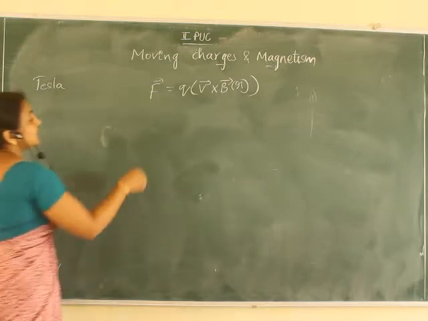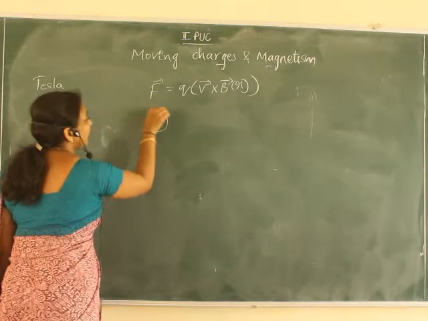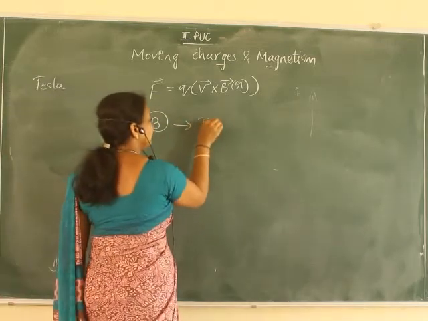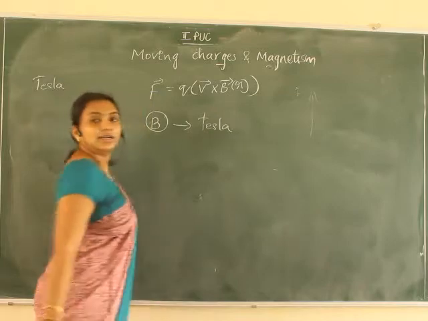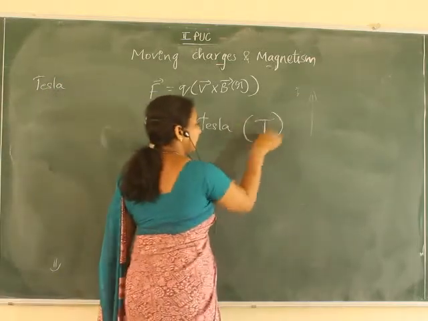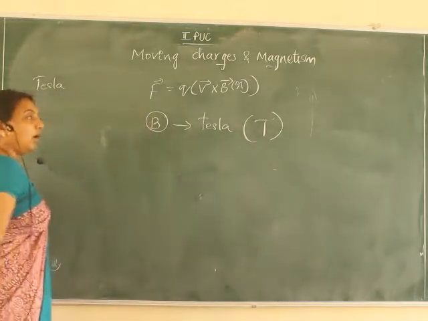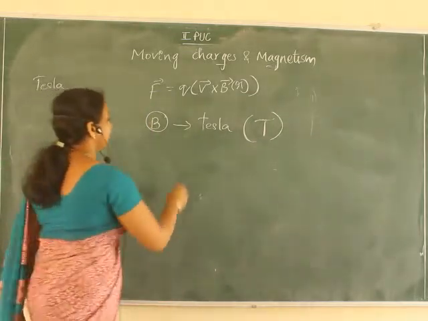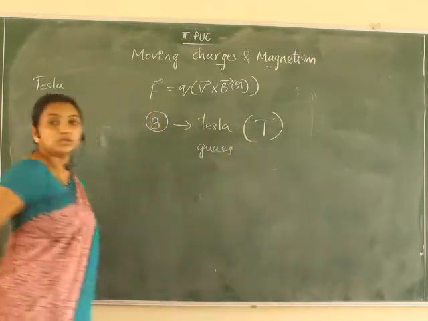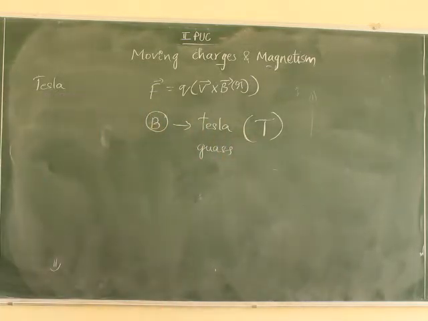Do you know what is the unit of the magnetic field? The unit of the magnetic field is Tesla. And the symbol is capital letter T. Or else the unit of the magnetic field is Gauss.